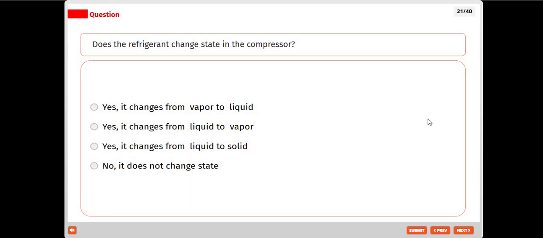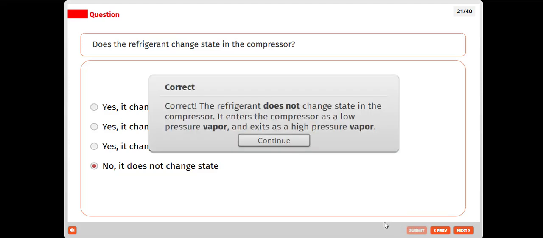Does the refrigerant change state in the compressor? No, it doesn't change the state.